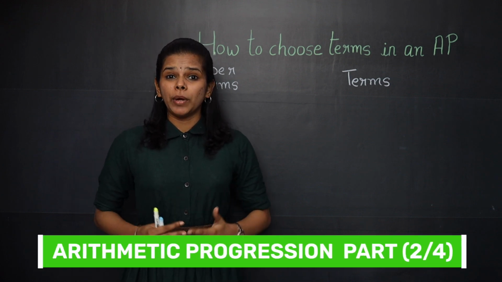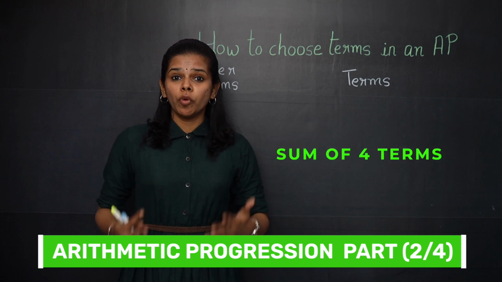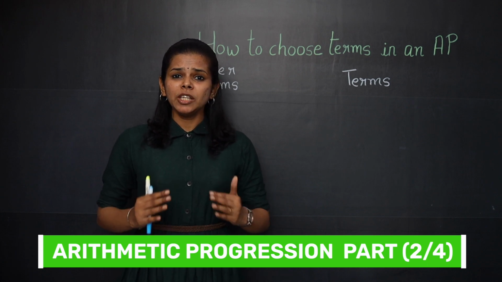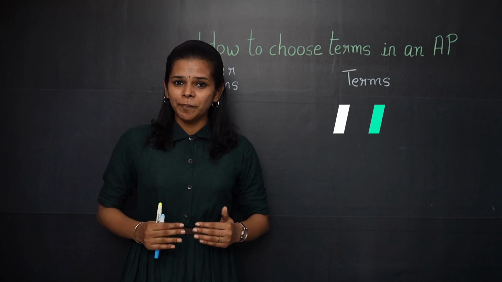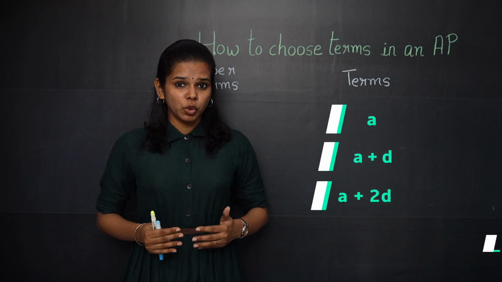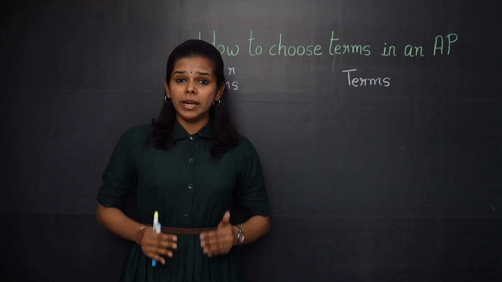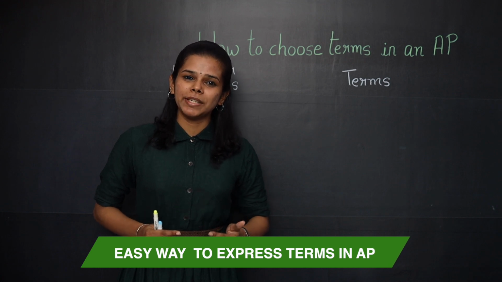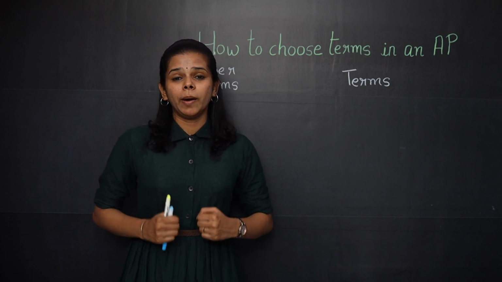You might have seen questions like "in an AP the sum of 3 terms," "sum of 4 terms," or "in an AP there are 5 terms." In such cases, you might be thinking of taking terms like a plus d, a plus 2d, a plus 3d and so on. But there is a convenient method, the easiest way of selecting or expressing terms in such cases. Today in this video, we are moving on to that concept.